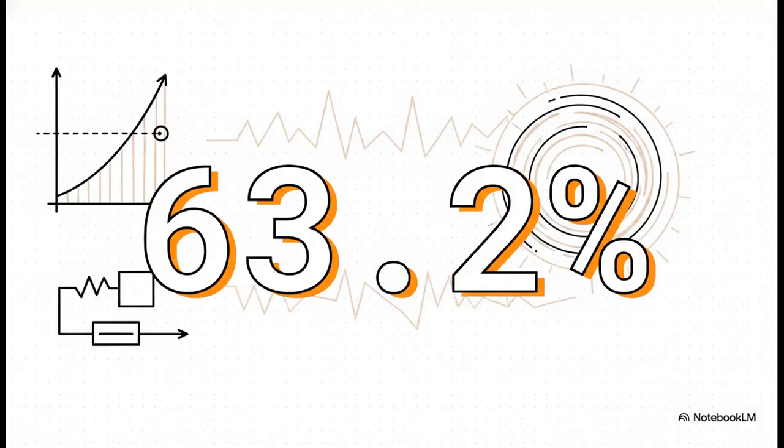Well, because of this magic number right here, 63.2%, when exactly one time constant has passed. So when time literally equals R times C, the math of that exponential curve dictates that a charging capacitor will have reached exactly 63.2% of its final applied voltage.